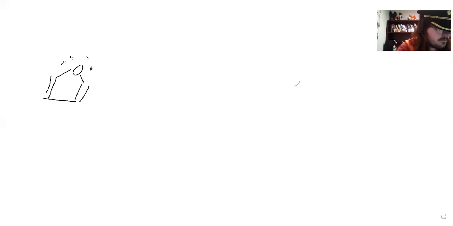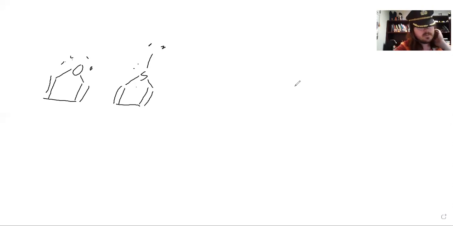And the same thing with thiophene, the sulfur derivative of furan. We have one lone pair as a p and one lone pair in the plane. Both of these are aromatic. They're going to be planar with a perpendicular lone pair.